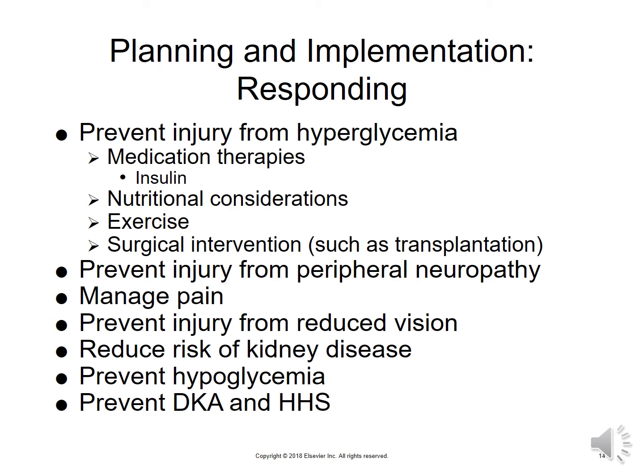Okay, so we need to prevent injury from hyperglycemia, and often we do that with medication therapies. It might be insulin, but it might also be oral medications. Oral medications are most often given to type 2 diabetes because a lot of them work with what you have left of your pancreas function to help produce more insulin, or they work at the cellular level to help the cells be more receptive to that insulin.